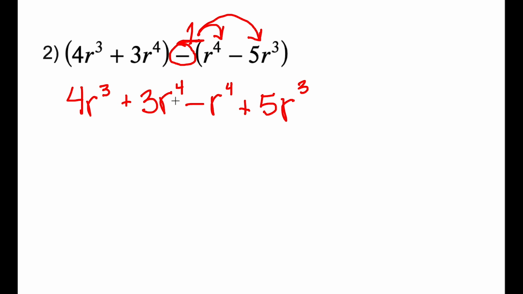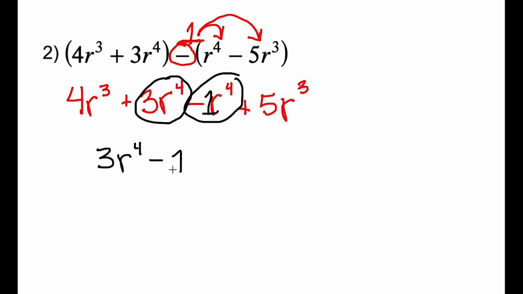I like to start with the term with the highest exponent, which makes it easier for me to write my final answer in standard form. We have an r to the fourth here, 3r to the fourth, and negative 1r to the fourth. Combining the coefficients, not changing the exponents, 3r to the fourth minus 1r to the fourth becomes 2r to the fourth.